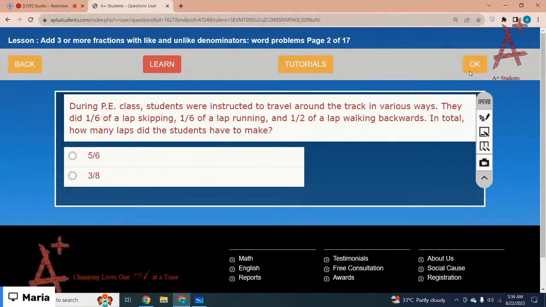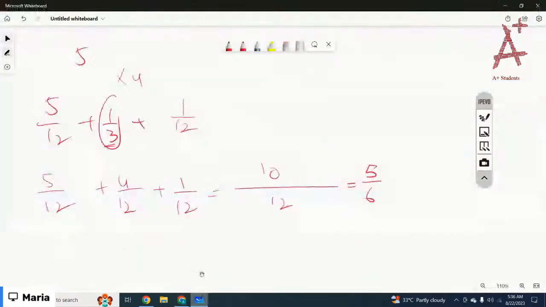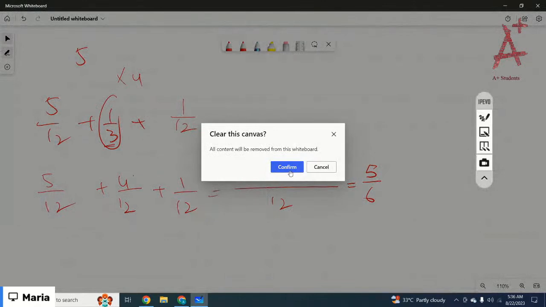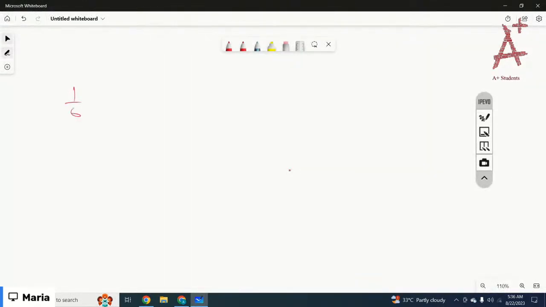Okay, during PE class, students were instructed to travel around the track in various ways. They did one sixth of a lap skipping, one sixth of a lap running, and one half of a lap walking backwards. In total, how many laps did the students have to make? 1 over 6 plus 1 over 6 plus 1 over 2. Okay, 2 times 3 is 6, so you have to multiply it by 3. It would be 1 over 6 plus 1 over 6 plus 3 times 1 is 3 and 3 times 2 is 6, right? You can simply add their numerators.